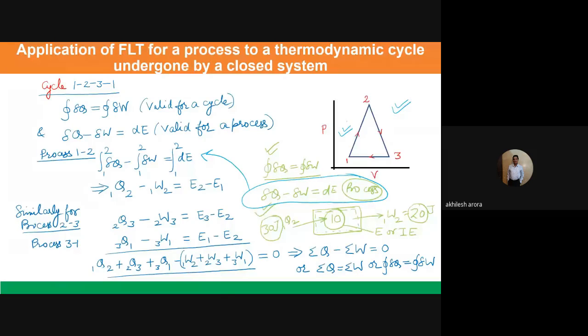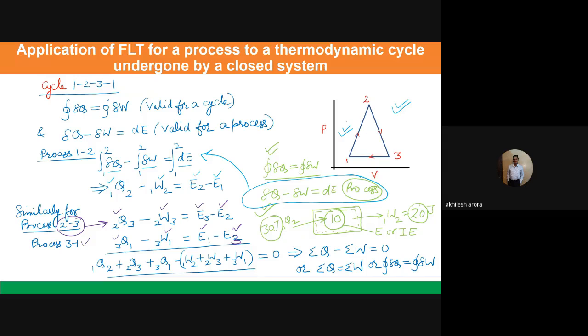So for the process 1 to 2, I can say integral 1 to 2 of delta Q minus integral 1 to 2 of delta W is equal to integral 1 to 2 of dE. And I can write it as Q1-2 minus W1-2 is equal to E2 minus E1. Similarly, if I talk about the process 2 to 3, then I can write the equation Q2-3 minus W2-3 is equal to E3 minus E2. And then if I take the process 3 to 1, then I can write the equation Q3-1 minus W3-1 is equal to E1 minus E3. Okay, so this I can write.